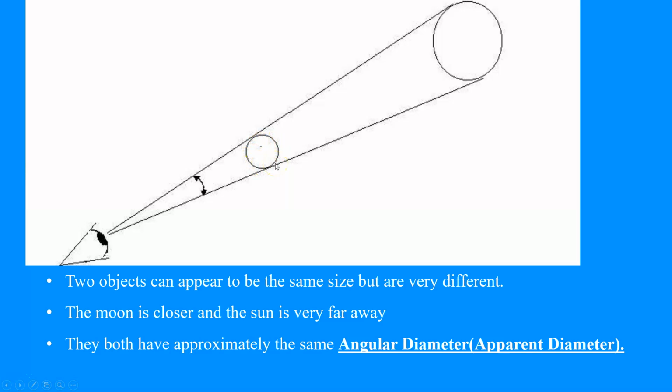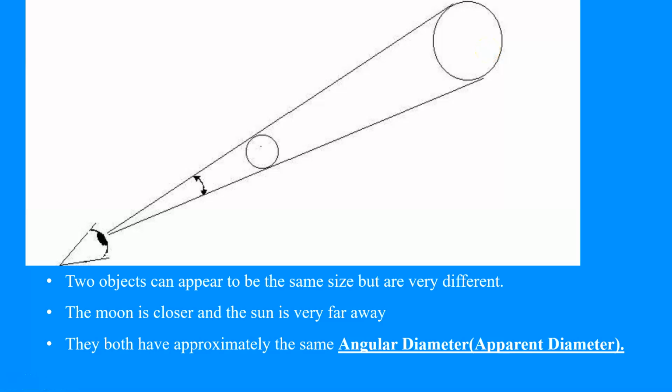and the object size. Now, two objects in the sky can appear to be the same size, but are very different. So, for example, the sun and the moon have approximately the same angular diameter, or apparent diameter. We call it apparent because that's what we apparently see. But the moon is only about a fourth the diameter of Earth, and the sun is 108 times the diameter of Earth. And the reason that they appear to be the same size is because the moon is closer and the sun is so far away.